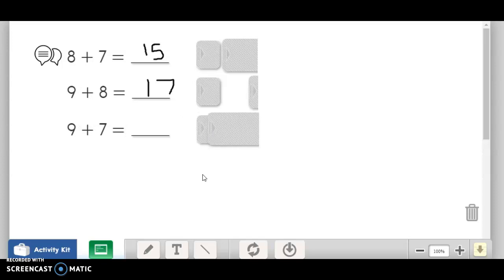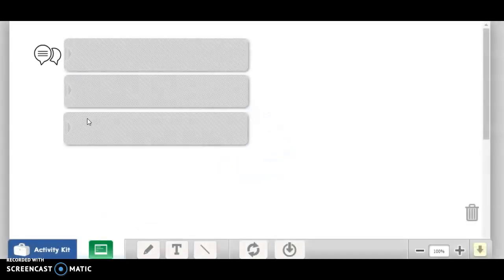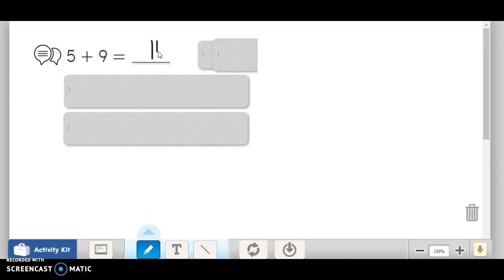Try this next one. 9 plus 7. There's that doubles fact again. 7 plus 7 is 14, plus 2 would be 16. Let's go to that next question here. 5 plus 9. Well, this one I could make 9 a 10. Take one over there, so it'd be 10 plus 4. So that'd be 14.